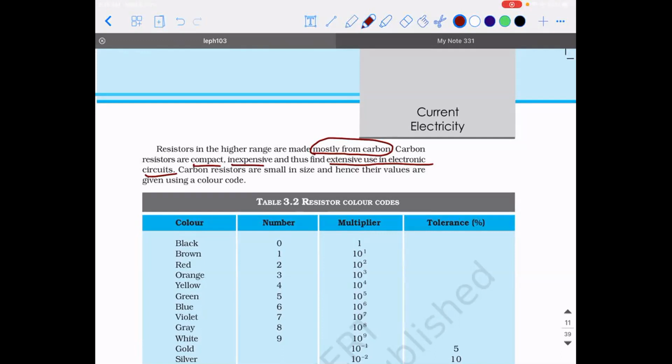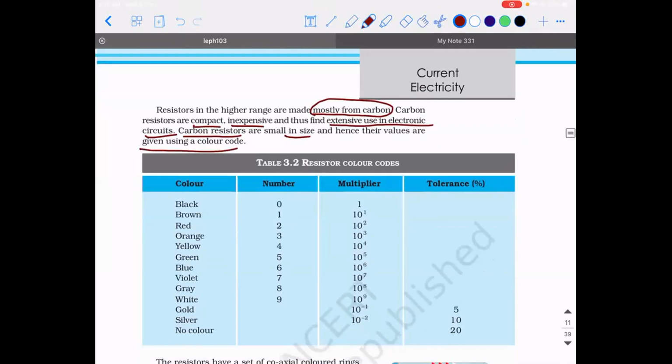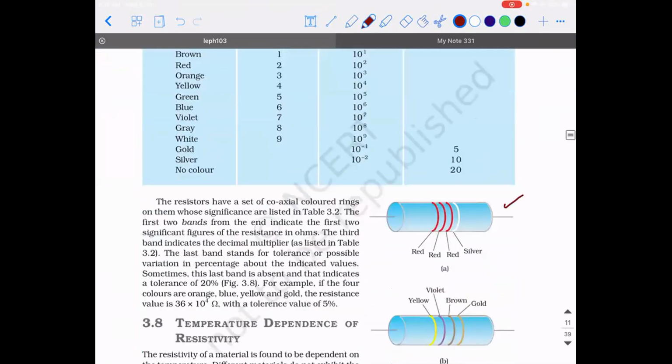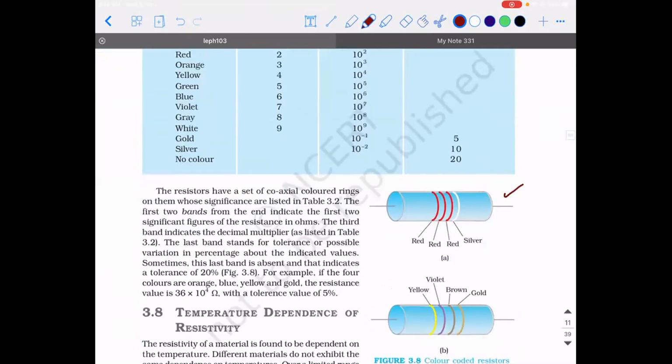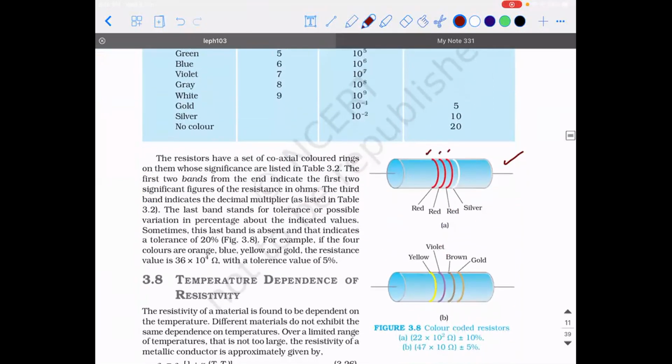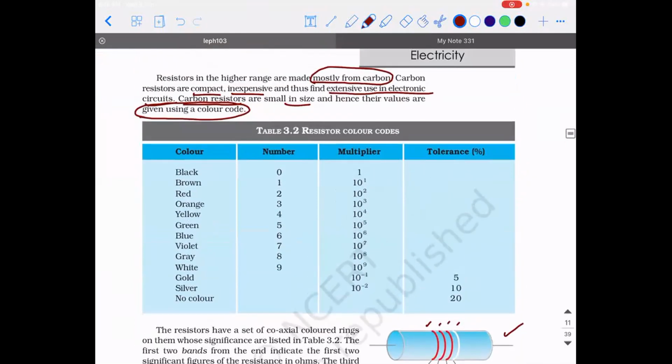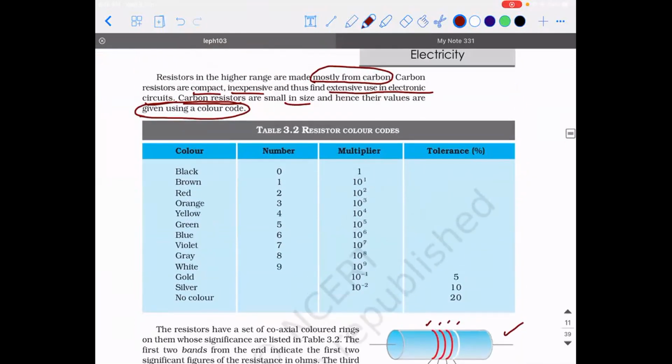When you look at the carbon resistors, they're generally very small in size, and the value of the carbon resistor will not be given to you. If you go to a shop and buy a carbon resistor, it will look something like this, with colors on top of it, such that each color will tell you about a number. That's what is called the color coding of a carbon resistor. Okay. So resistors, color codes.